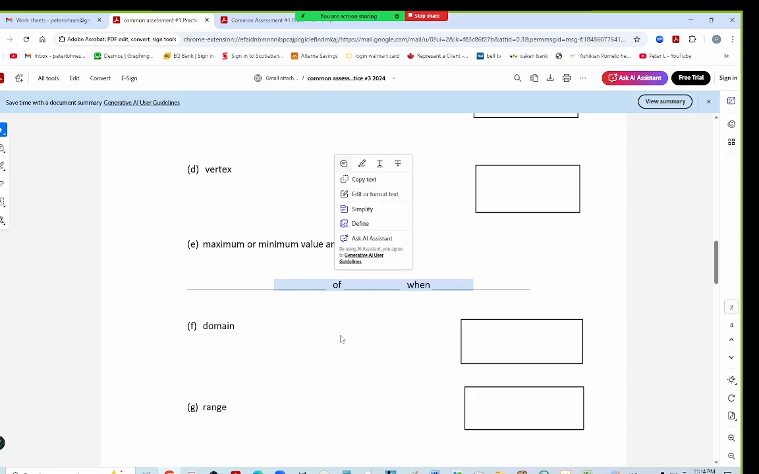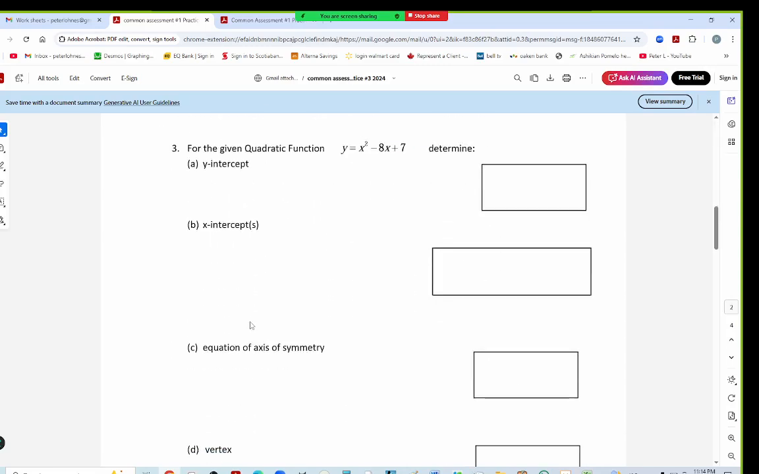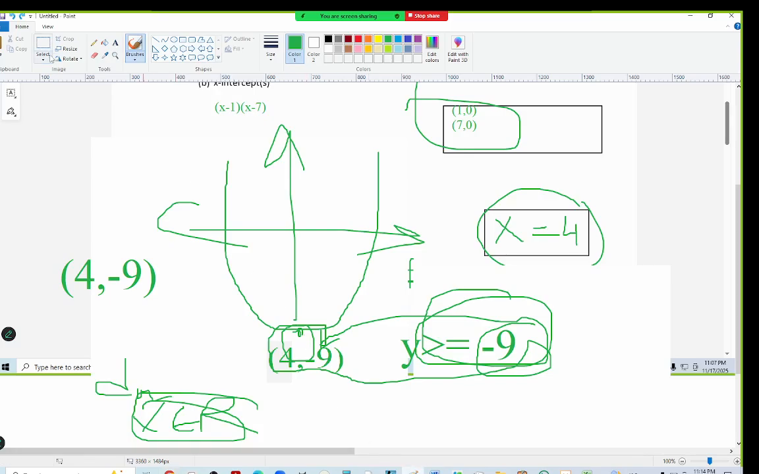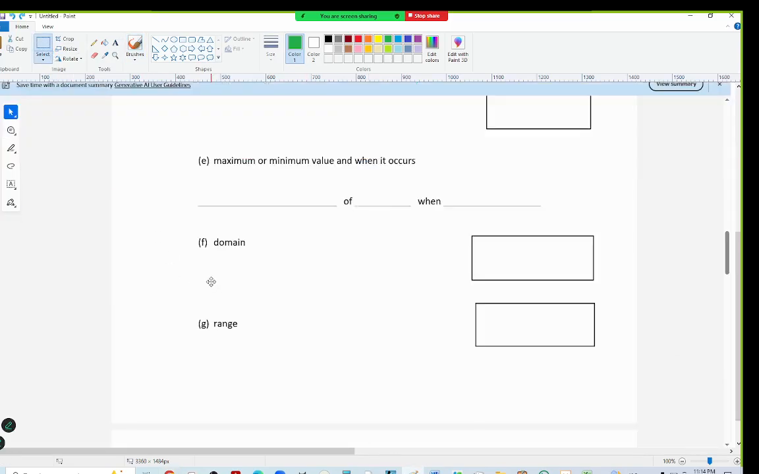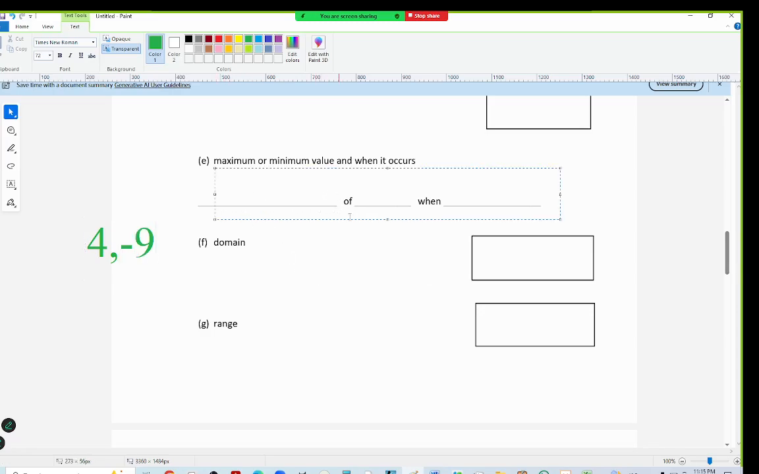Was it the last sheet or the second one? Let's see, it is test number 3. He says minimum of minus 9 when x equals 4. So all he did was put in the words right here. We knew the vertex was here. He said, well, it's facing up, so he said minimum.